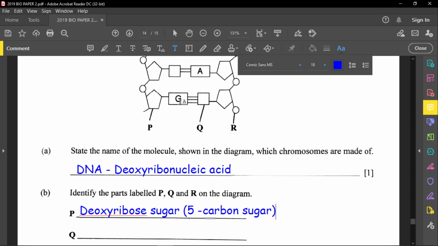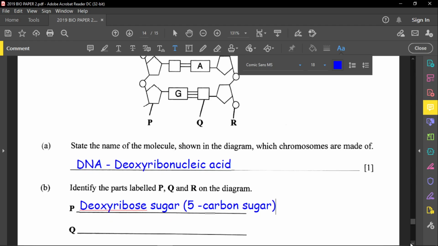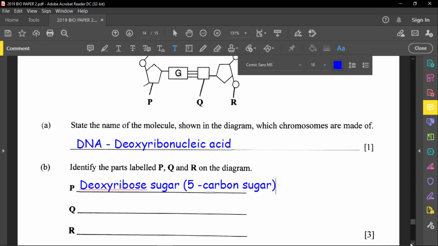For Q, it is what they call a nitrogen base. I'm going to give it a specific name right here. So it is a nitrogen base. So let's type that in real quick. All right, so here now we have nitrogen base, and the exact name for this is called cytosine.